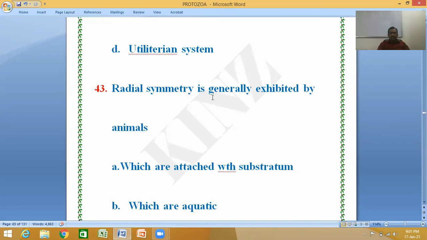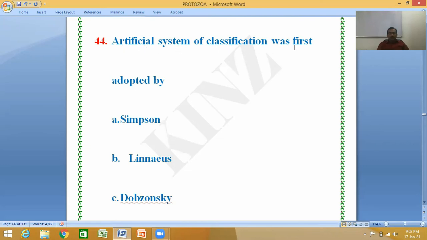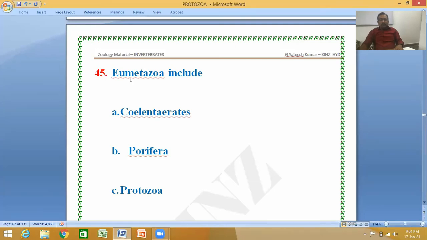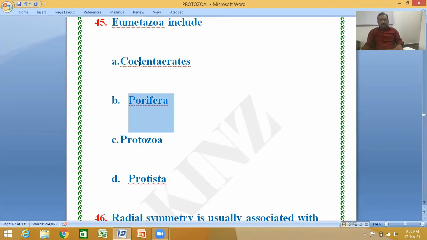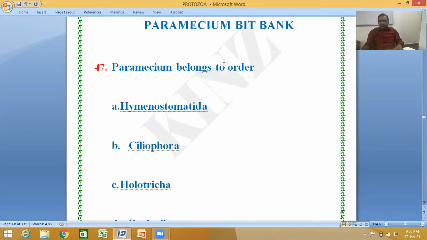Radial symmetry is generally exhibited by aquatic animals, the best answer. The artificial system of classification was first adopted by him, the first time. Dobzhansky and Mayr are related to the species concept. Question number 45: Eumetazoa include Coelenterata is the best answer. Question number 46: radial symmetry is usually associated with aquatic life. Paramecium caudatum, question bank.